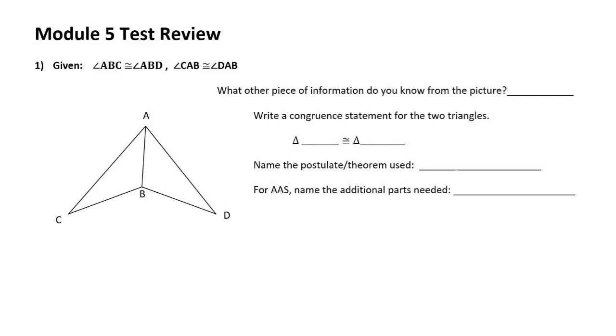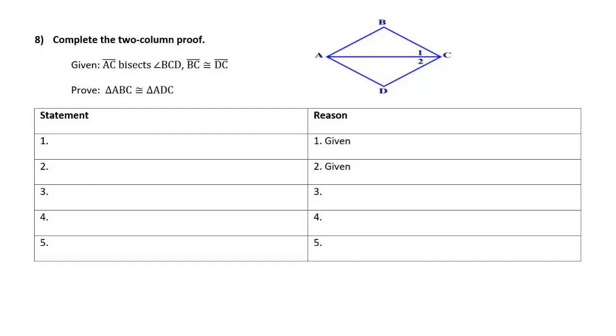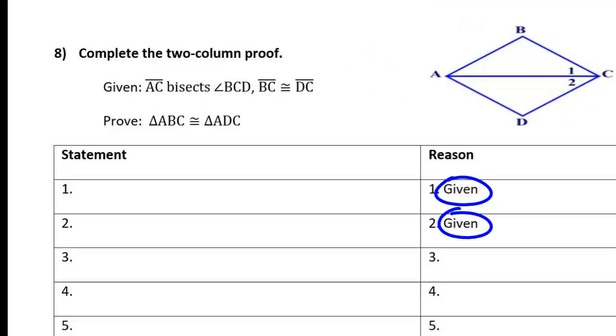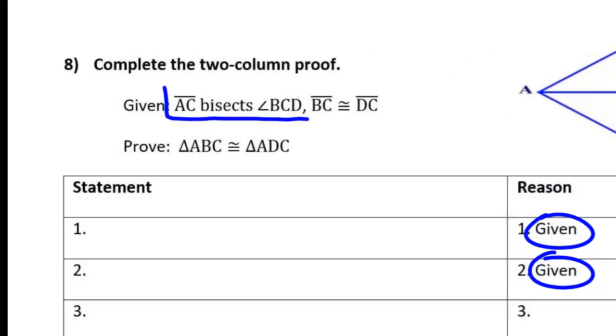All right, problem number 8. Complete the 2-column proof. They tell me in this 2-column proof that we have 2 lines for our given information. So I'm going to take my given information and split it between those 2 lines.